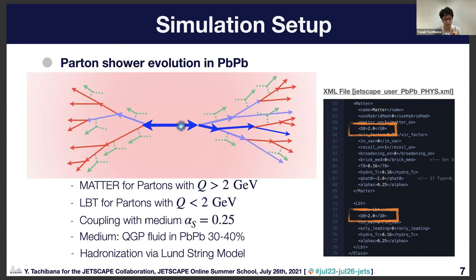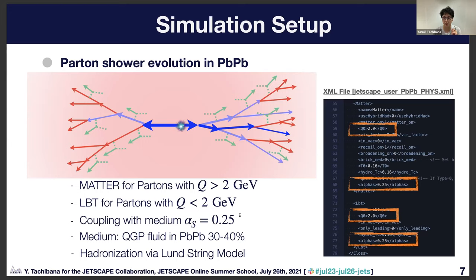Also, in this simulation, we set the coupling with the medium, alpha_s, equal to 0.25. You can find them here and here, both in MATTER and LBT. If you want a stronger medium effect, you can increase this value, and then you will see a stronger medium effect in your simulation results.